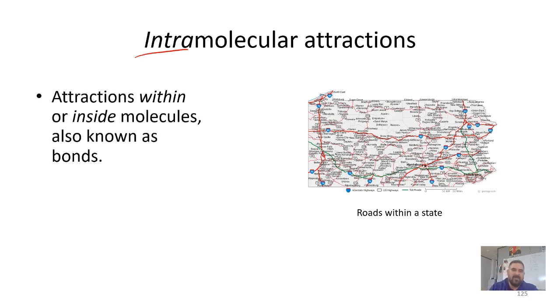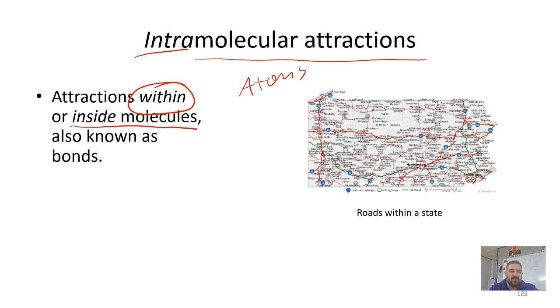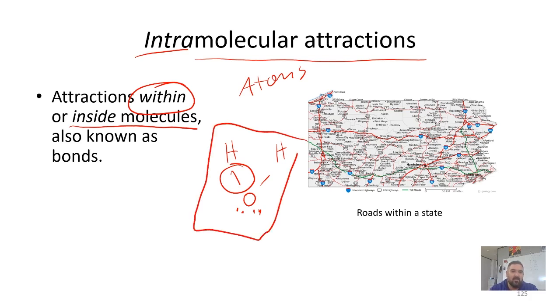So intra means within, and intramolecular attractions are going to be the attractions that happen between atoms. So they happen between atoms inside of a molecule. So examples are going to be H2O. So you have hydrogens, and they're both bonded to a single oxygen. And then you have these lone pairs over here. So this right here is an example of an intramolecular attraction because it happens within the molecule itself.